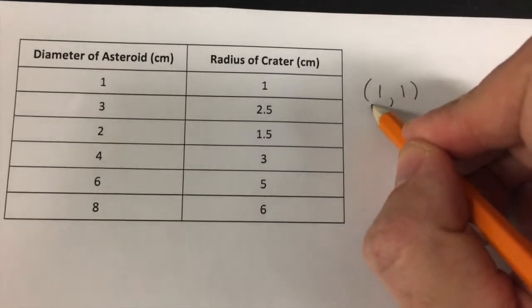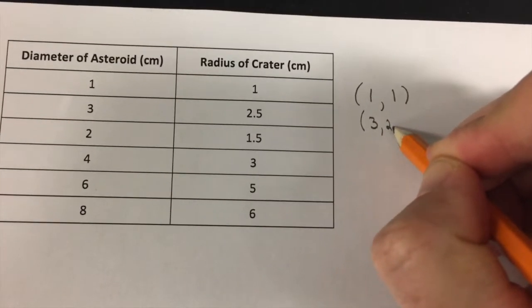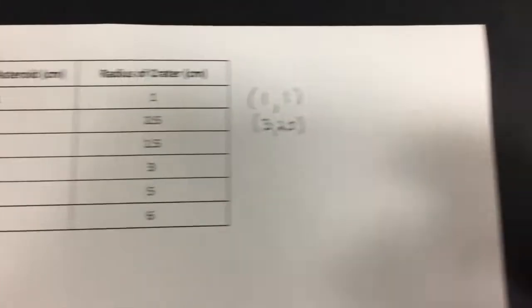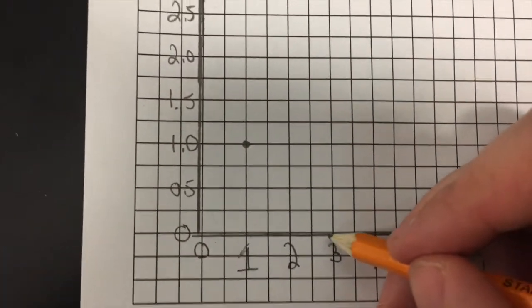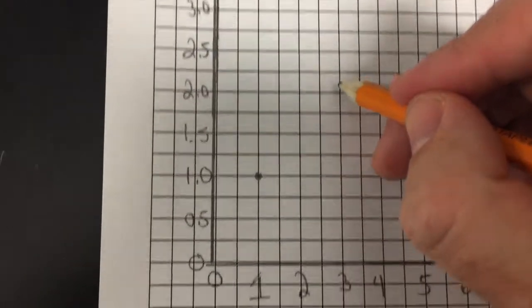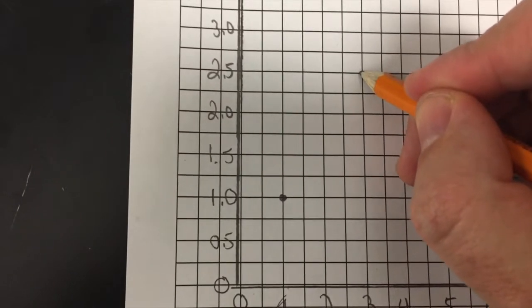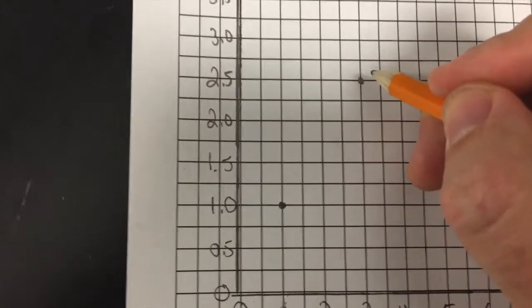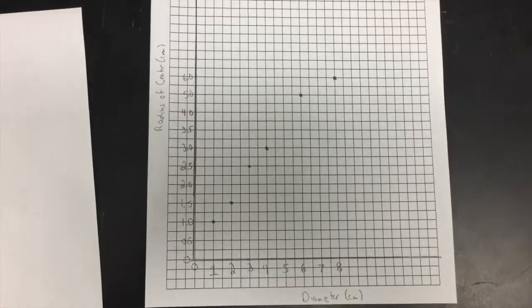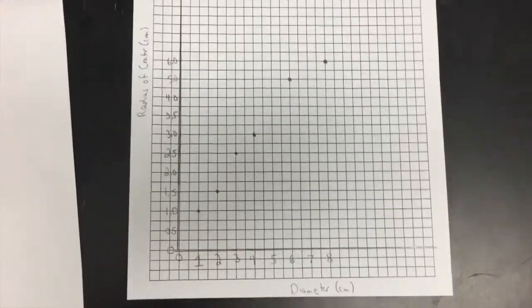My next point, 3, 2.5. So my x value is 3, and my y value is 2.5. So I go to 3, and I go up to 2.5. There's my 3, 2.5. And I'm going to plot the rest of the points. And I end up with this scatter plot.